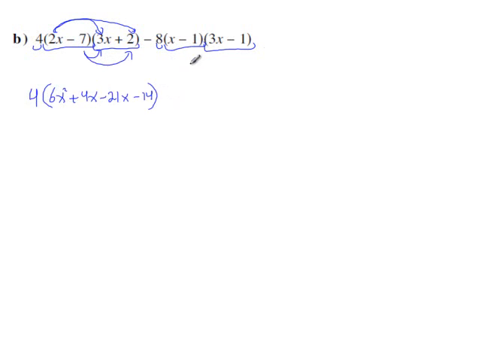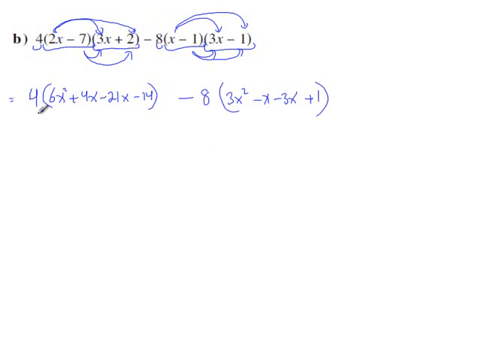Then looking at the second group. Again, I'll multiply the binomials first. So x times 3x, I get 3x squared. X times negative 1 is negative x. Negative 1 times 3x is negative 3x. And negative 1 times negative 1 is positive 1. This entire thing needs to be multiplied by negative 8, so I'll put a bracket around it.